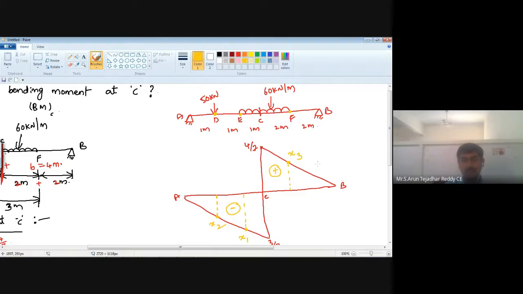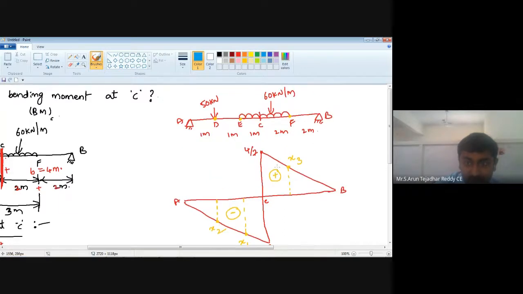Okay. Now from this figure, find out ordinate values x1, x2, x3. How to find out these ordinates? That is by taking the similar triangle concept. So first of all, find out the x3 value, because here we have only a single ordinate in the C to B. First of all, find out x3 value.